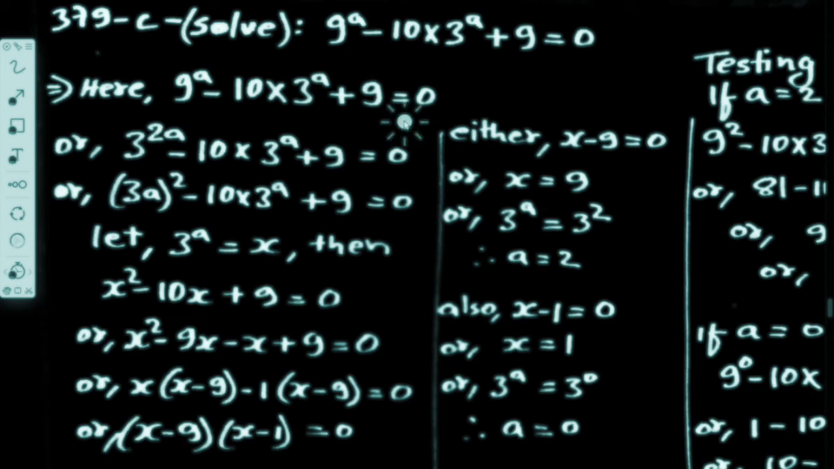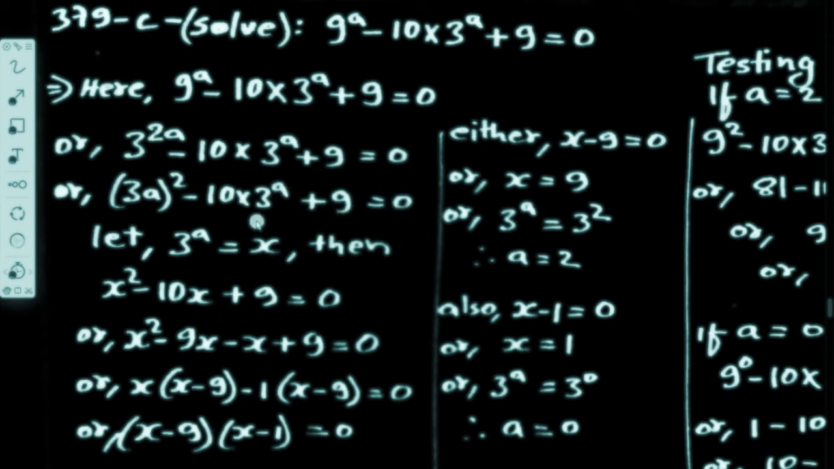The question is as usual written here. Or 3 power 2a. It means 3 square. 3 square means 9. 9 power a is 3 square into a, 3 power 2a, minus 10 into 3 power a plus 9 equals 0. Or here 3 power a whole square, 3 power a whole square minus 10 into 3 power a plus 9 equals 0.